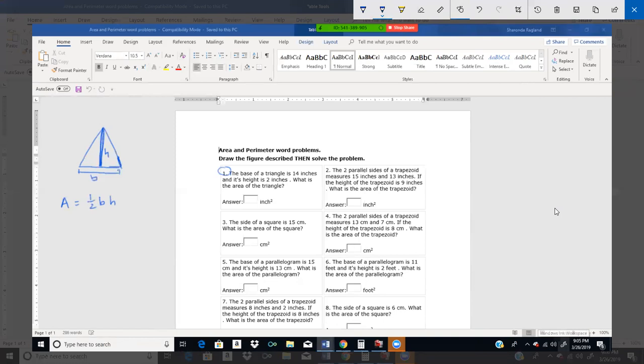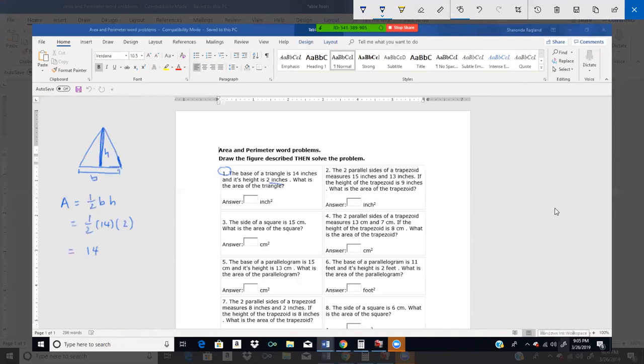You should have a formula in the back of your book also, or in chapter 17. The base of the triangle is 14 inches and its height is 2 inches. So the base is 14, and we'll make the substitution, the height is 2. Here we're simplifying this expression to find the area. We can just take half of 14, which is 7, and then multiply by 2, so we get 14 inches.